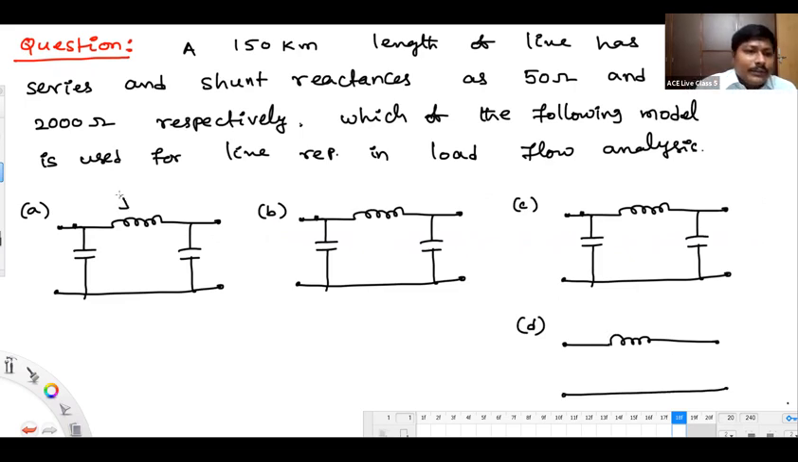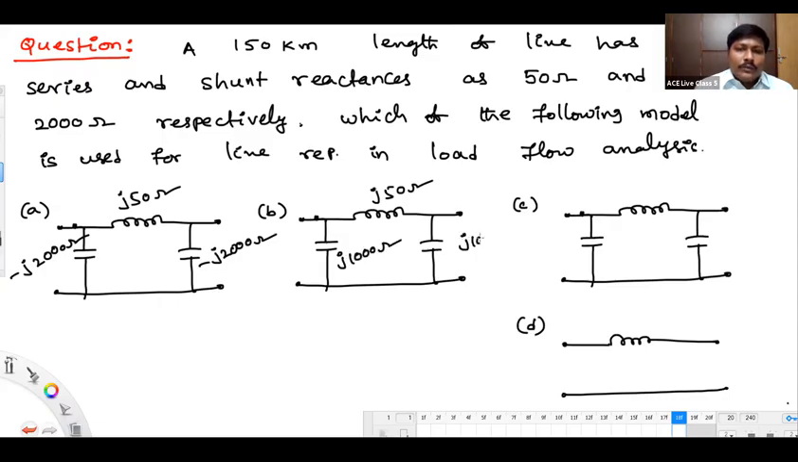So this is J 50 ohms, minus J 2000 ohms, minus J 2000 ohms; J 50; J 100, 1000 ohms, J 1000 ohms; J 50, minus J 4000 ohms, minus J 4000 ohms. This is J 50. Check which option is correct.